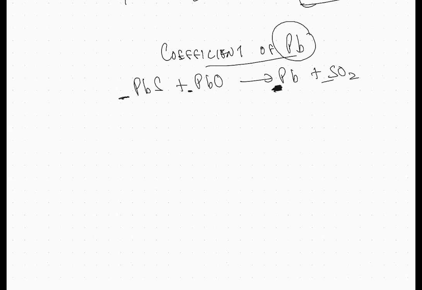So let us see. Sulfur 1, that's no problem. Oxygen 2 here. So if I put 2 here, then oxygen 2 is satisfied. So lead, how many? 1, 2, 3. Right? So if I put 3, then it balances. So the question is, what is the coefficient of lead? It would be 3.